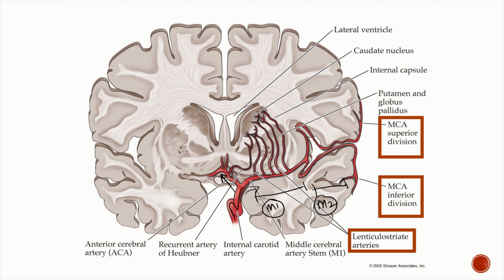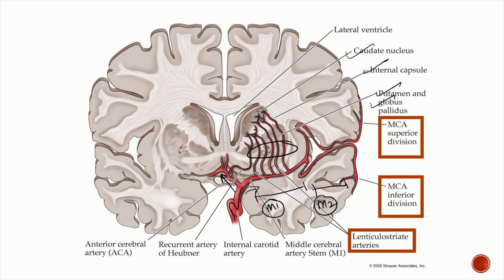In the M1 segment, we have one main branch, that is the penetrating arteries or the lenticulostriate artery. You can see this bunch of branches over here. These are the deep penetrating arteries or the lenticulostriate arteries. These end up going and supplying the posterior limb of the internal capsule, the putamen, the outer globus pallidus, a major part of the caudate nucleus.